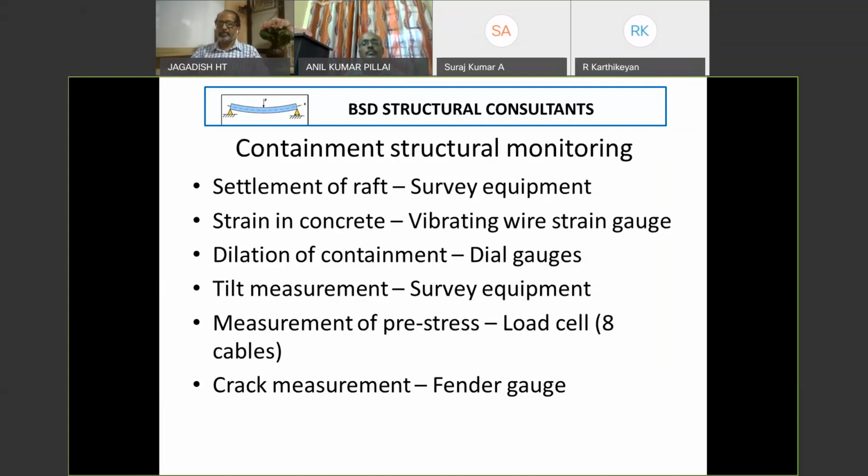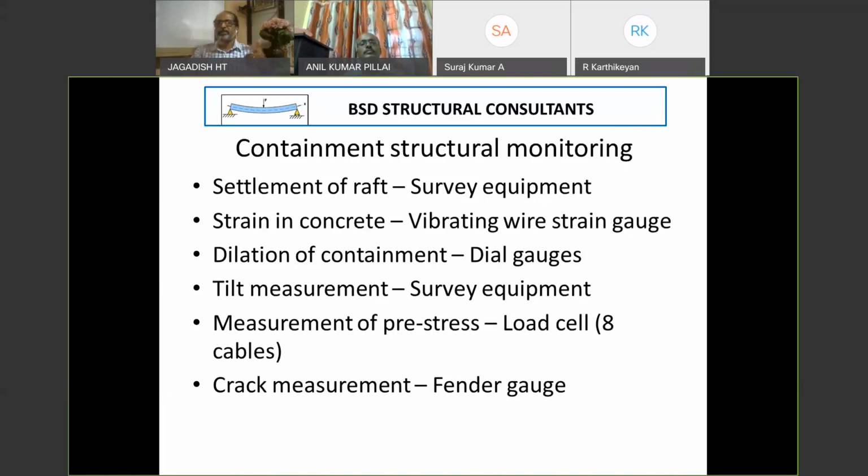Measurement of pre-stress. Now, as I told, the containment is pre-stressed. When the dilation of the containment happens, automatically the cable gets stressed more. Let us say the final pre-stress in the cable after all the initial losses is around 65%. During the testing, it may go to 70, 75, 80%. Or it may cross 80, we don't know, depending on the dilation.